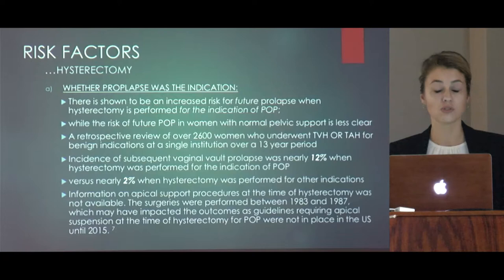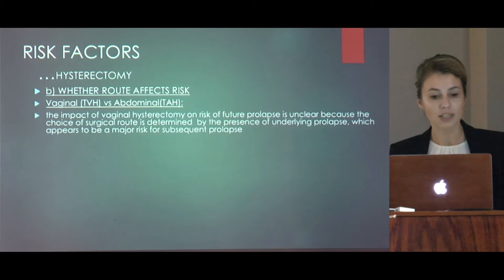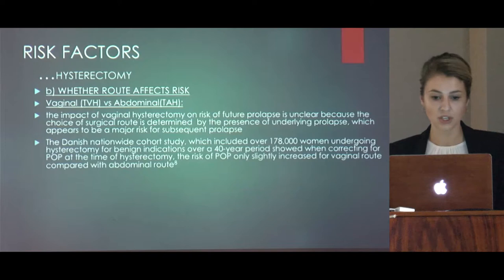So the next factor to look at is whether the route of the hysterectomy affects the risk. So vaginal versus abdominal route: the impact of vaginal hysterectomy on the risk of future prolapse is unclear because the choice of surgical route is determined by the presence of the underlying prolapse, which, as we said, appears to be a major risk for subsequent prolapse. The Danish nationwide cohort study, which included over 178,000 women undergoing hysterectomy for benign indications over a 40-year period, showed that when correcting for prolapse at the time of hysterectomy, the risk of prolapse only slightly increased for the vaginal route compared with the abdominal route.